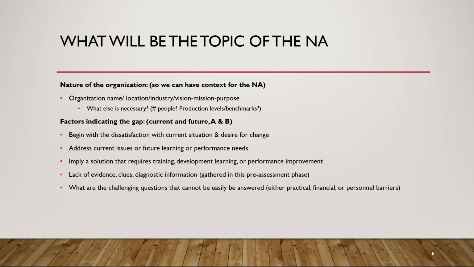So here are some bullets that are going to help you figure out those current states and the future states, beginning with dissatisfaction with the current situation. What is not working? Ask those questions. What are the current issues? What are the future learnings or performance needs that are necessary for your client to do better, to perform better?